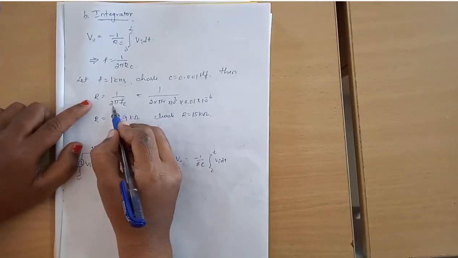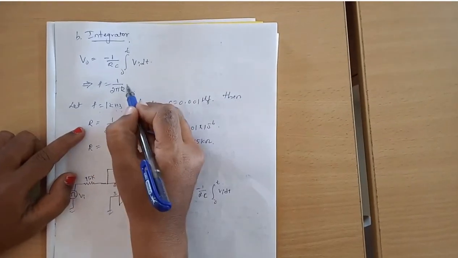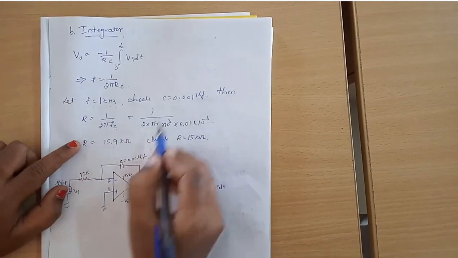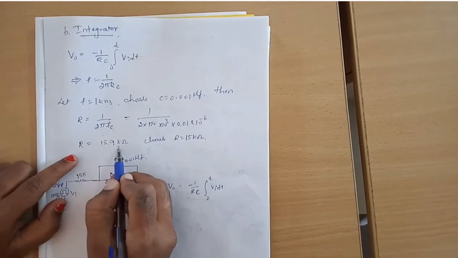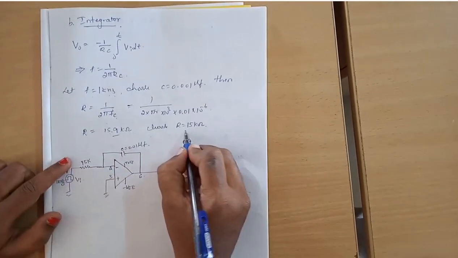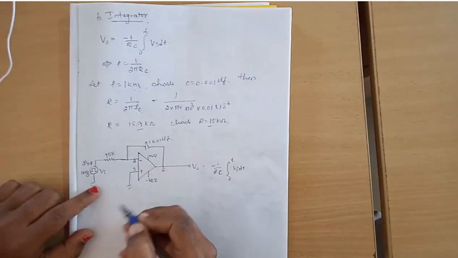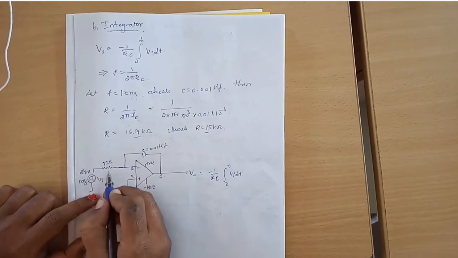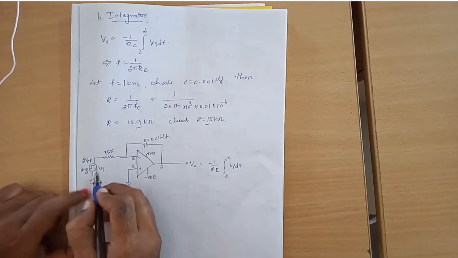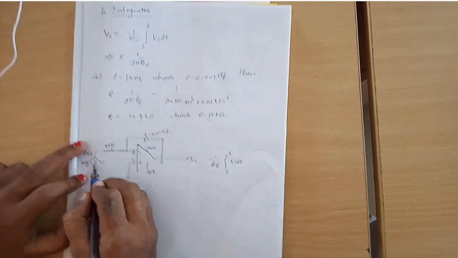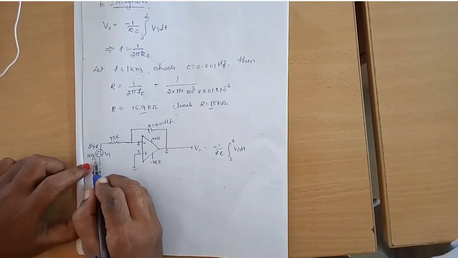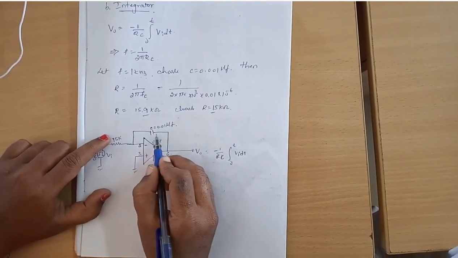R is 1 by 2 pi FC, from the formula F equal to 1 by 2 pi RC. So substituting the values, we get R equal to 15.9 kilo ohm. As we don't get the exact value of the resistor, we take the standard value, R equal to 15 kilo ohm. Let us connect this 15 kilo ohm to the inverting terminal of the op-amp UA741. Here a square wave input is given, 2 volts peak to peak with a frequency of 1 kilohertz, and C is a feedback capacitor.